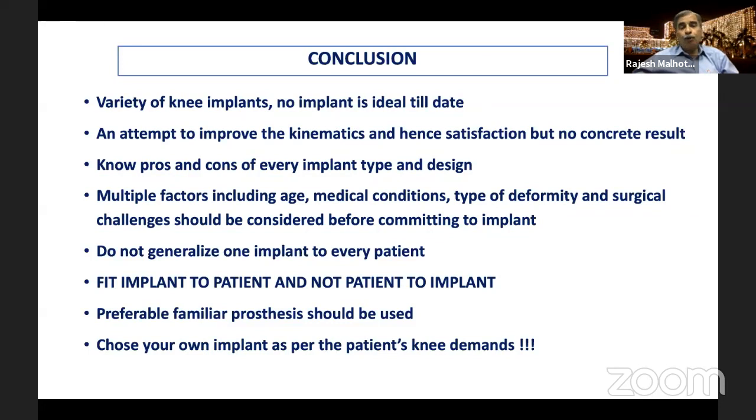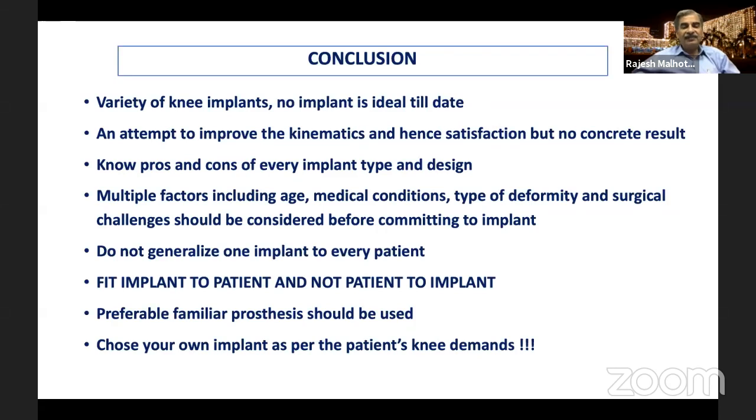We try to improve kinematics and satisfaction, but we know nothing is perfect. You must know, like I said, the advantages and disadvantages of what you are using. There are multiple factors like age, medical condition, type of deformity, surgical challenges, bone quality, which you have to consider. Do not generalize one implant to every patient. Fit the implant to the patient, not the patient to the implant.